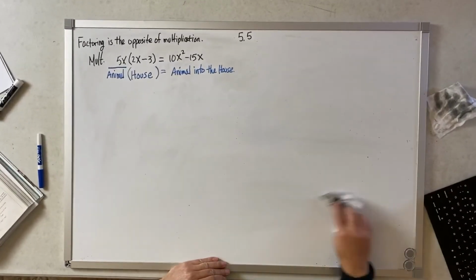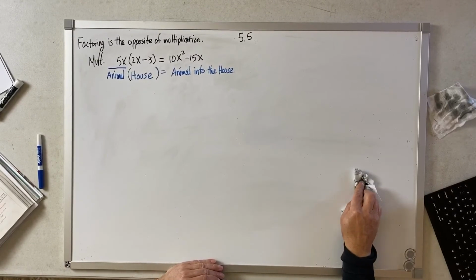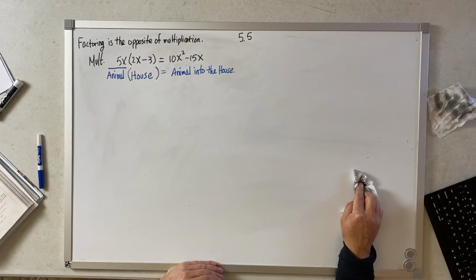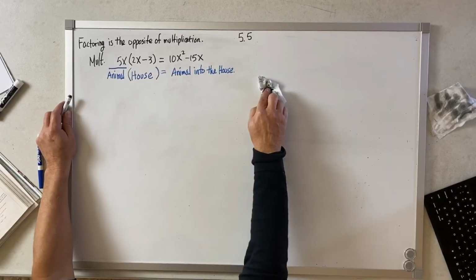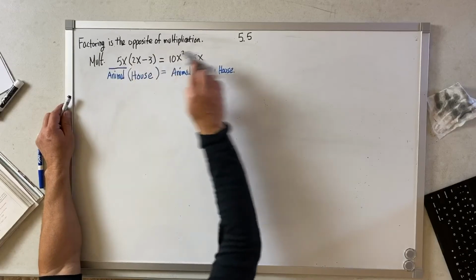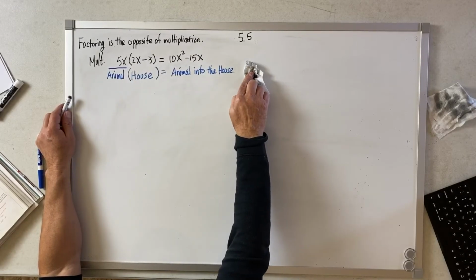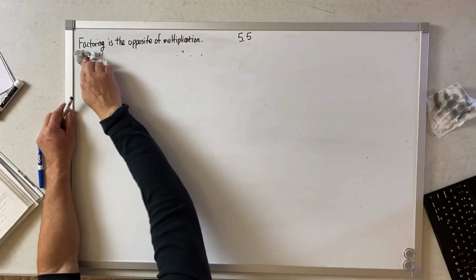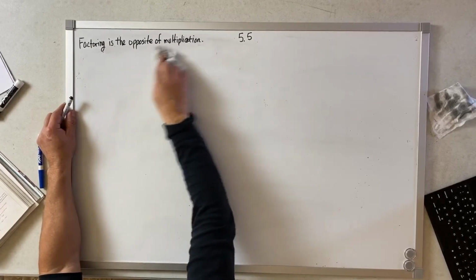We're still in section 5.5. Now we're going to factor trinomials. Don't forget, factoring is the opposite of multiplication. Okay? Factoring is the opposite of multiplication, guys.